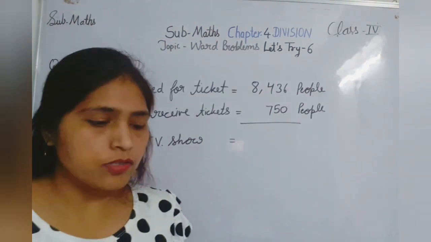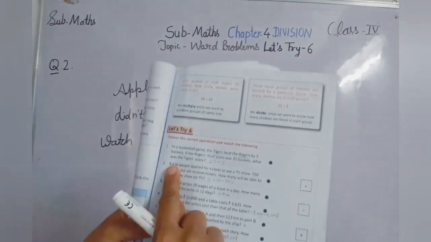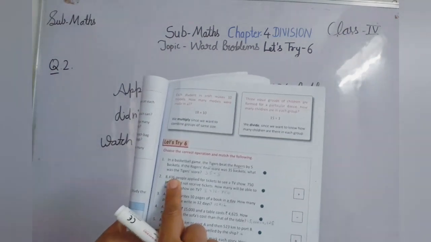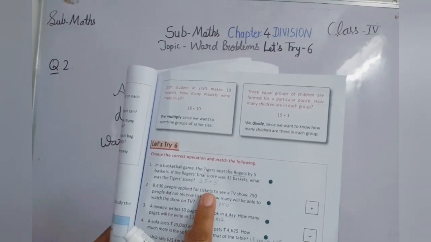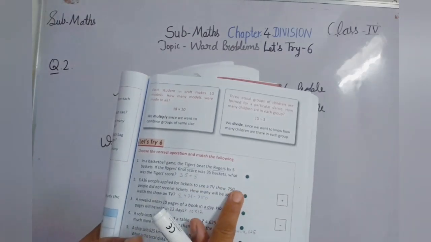Let's see the second one. Let's read the next problem. The next problem is: 8,436 people applied for tickets to see a TV show.